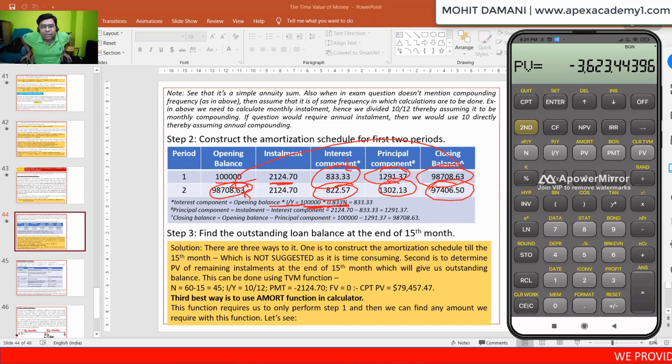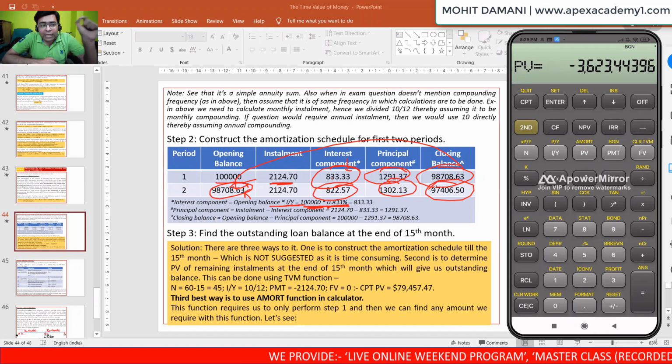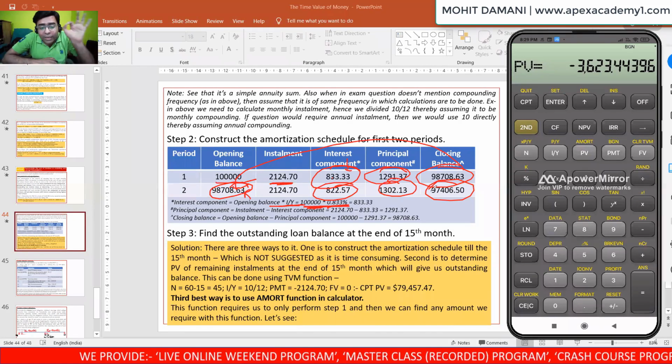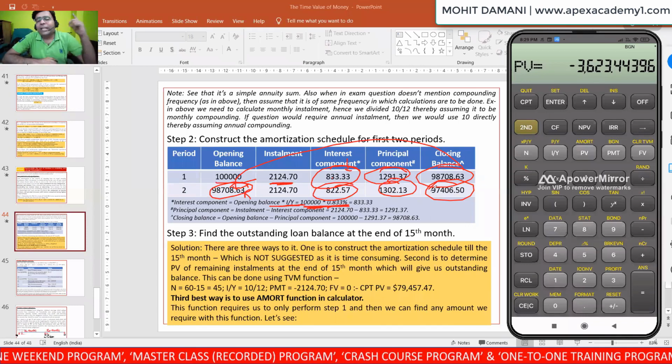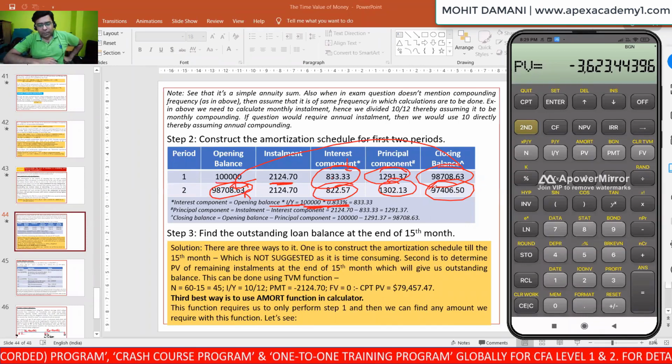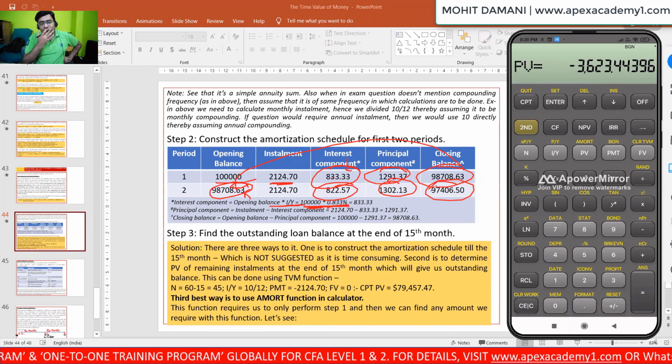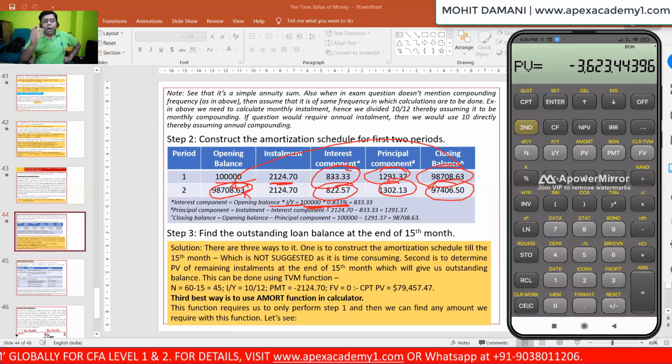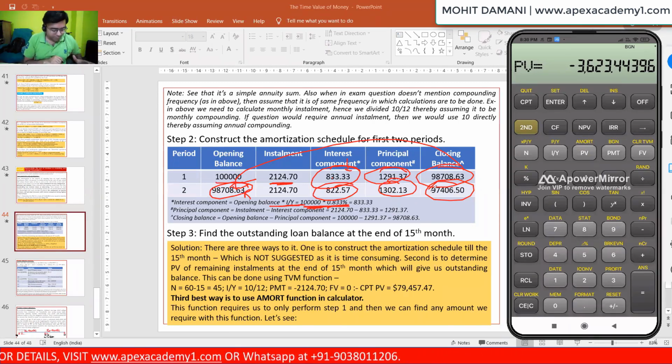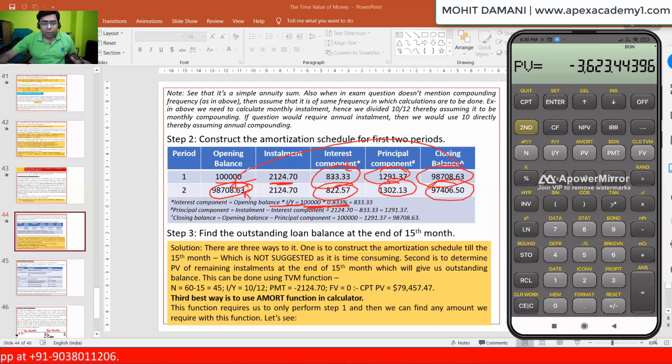Suppose I ask you to calculate the interest component for the 15th month. How will you do that? Will you be creating this lengthy table for 15 months? Because for every month you need the outstanding balance, and this table has to be manually completed. The answer is no, we cannot do that.